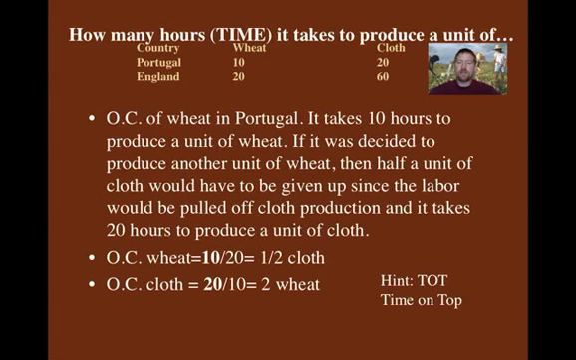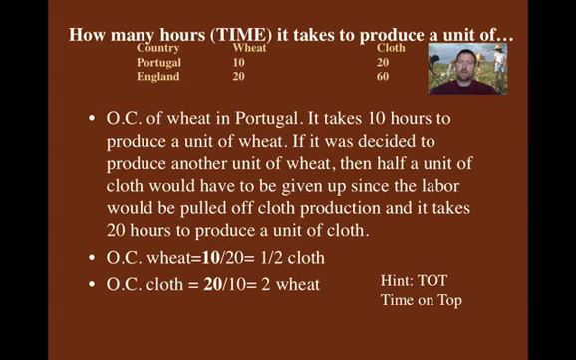So it says if it was decided to produce another unit of wheat, then half a unit of cloth would have to be given up, since the labor would be pulled off cloth production, and it takes 20 hours to produce a unit of cloth. So the opportunity cost of wheat is 10 over 20, and is a half unit of cloth.